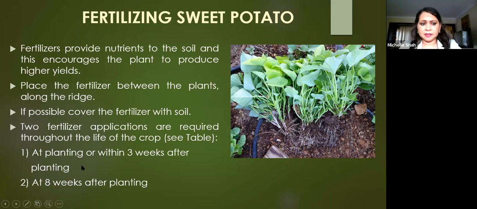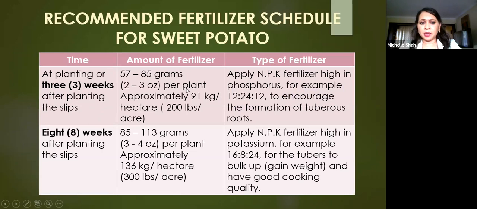So we have two occasions where fertilizer application is important, at 3 weeks and then at 8 weeks after planting. This table gives you the exact amounts of fertilizer at the particular times. After 3 weeks after planting, we use about 2 to 3 ounces per plant. Then at 8 weeks after planting, we use 3 to 4 ounces per plant. And the ratios of the NPK fertilizer are 12:24:12 for the 3 weeks after planting, and 16:8:24 at the 8 weeks after planting.